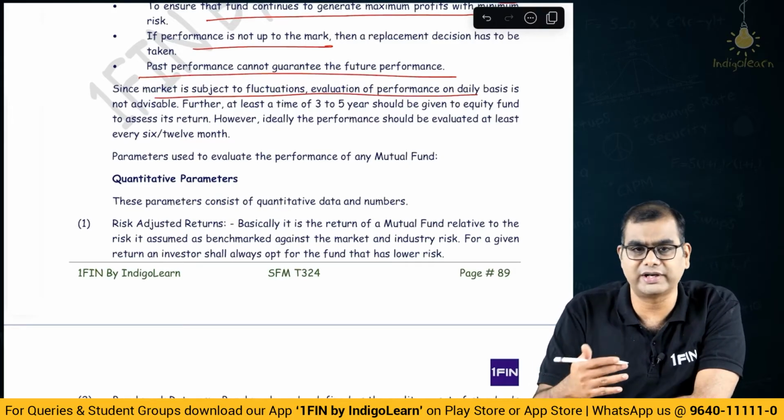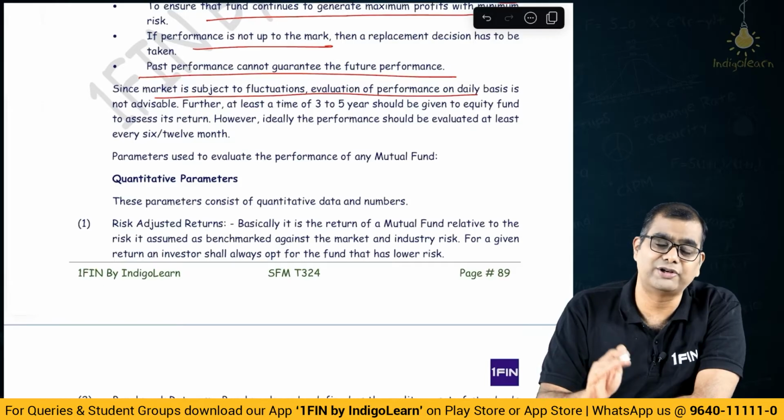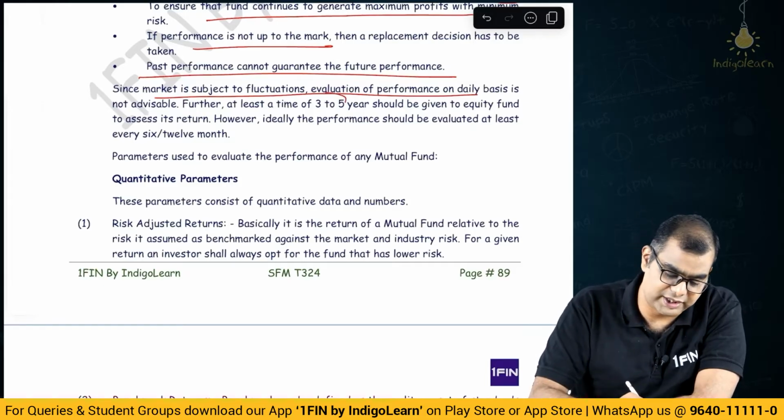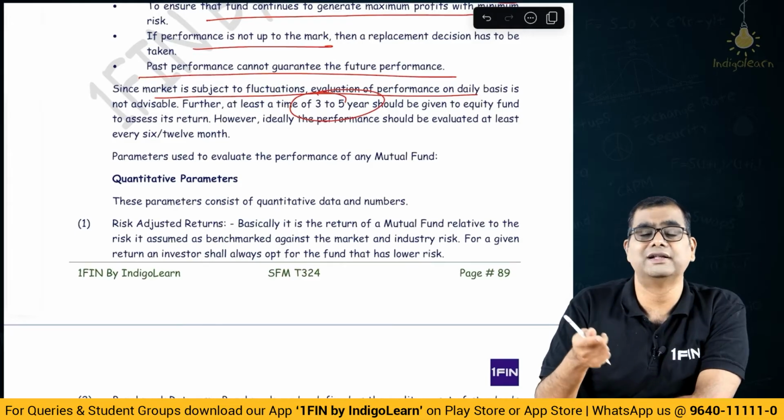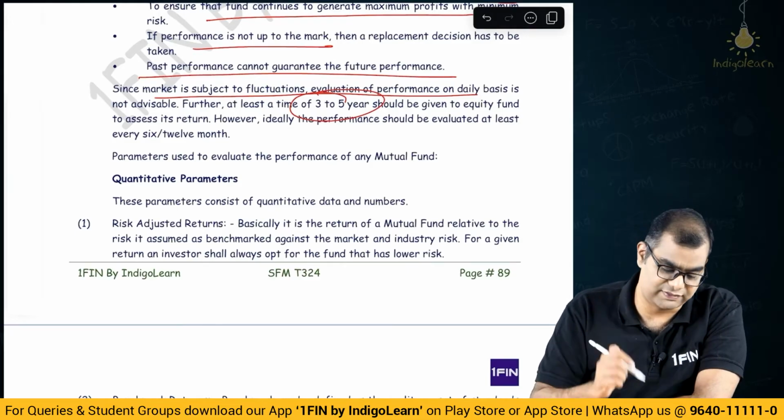You should constantly look at it once in 6 to 12 months, but you should evaluate the total return over a 3 to 5 year period. The ideal way in which you evaluate performance is every 6 months, but the total return should be taken for the last 3 years or 5 years.